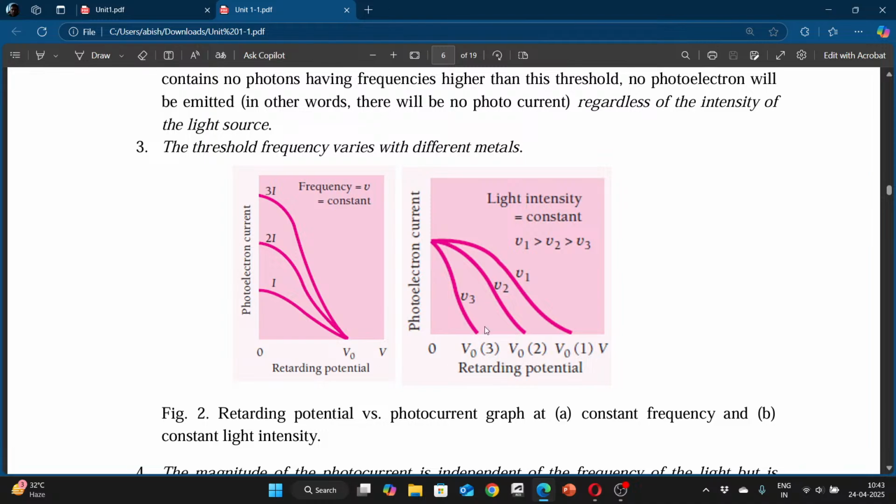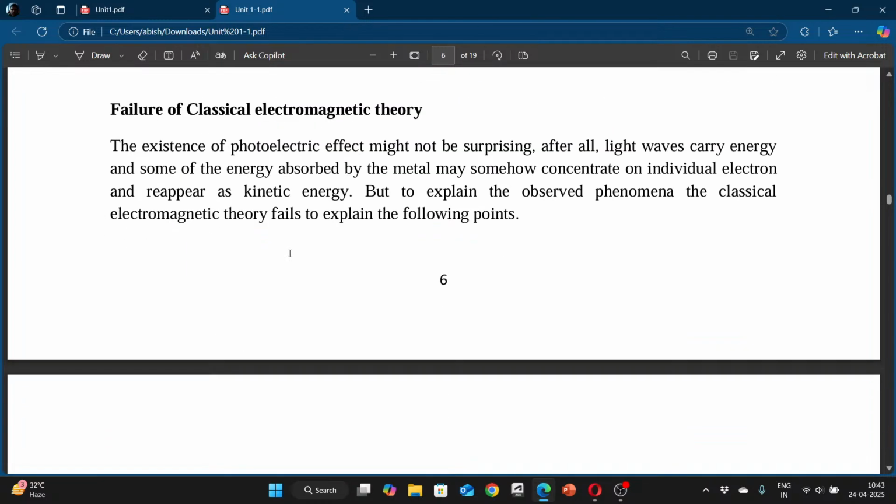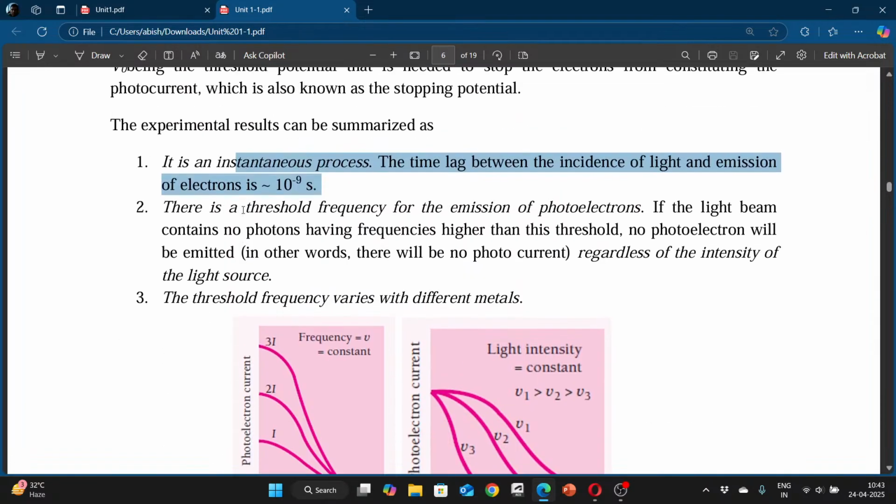That's the reason for the retarding potential. But changing the frequency itself will change the energy per photon, which will then have different varying retarding potentials. So that's what you have to understand. And what you can write also.